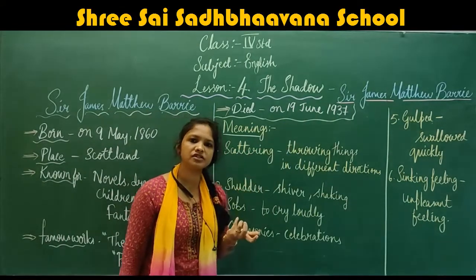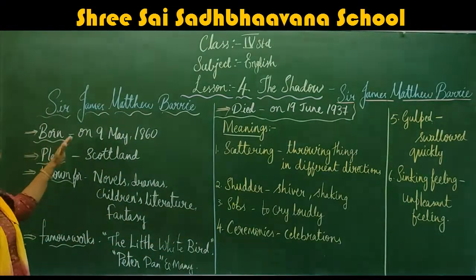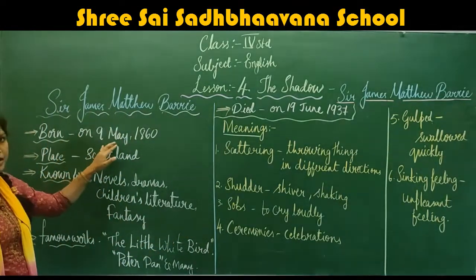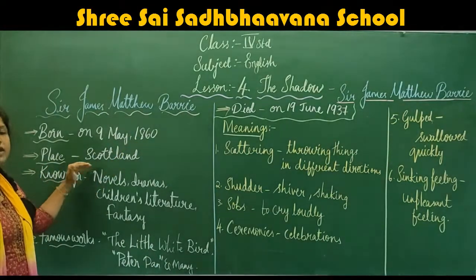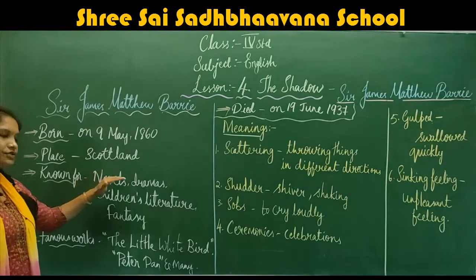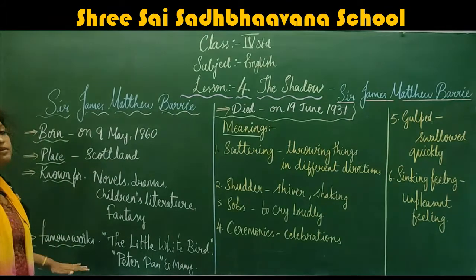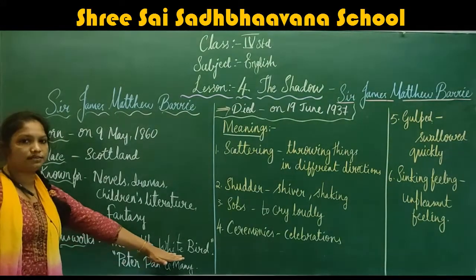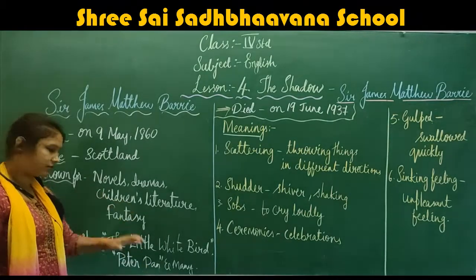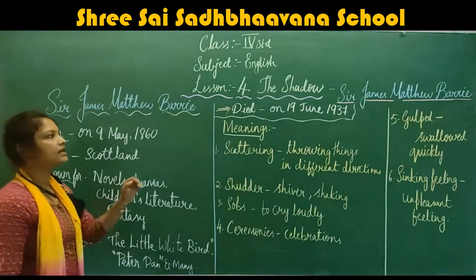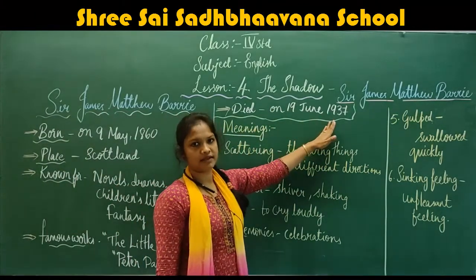Did you get brief information, children, about our writer? Our writer's name is James Matthew Barrie. He was born on May 9th in the year 1860 in the place Scotland. He is known for his novels, dramas, children's literature and fantasy stories. His famous works are The Little White Bird and Peter Pan and many more. He became very famous through his novel Peter Pan, and he died on 19th June in the year 1937.